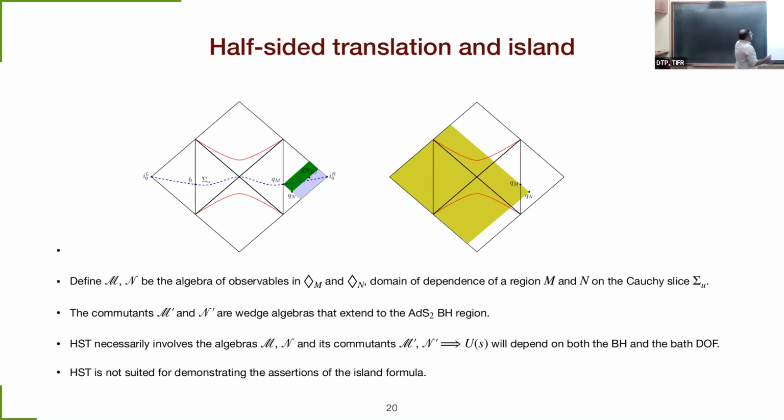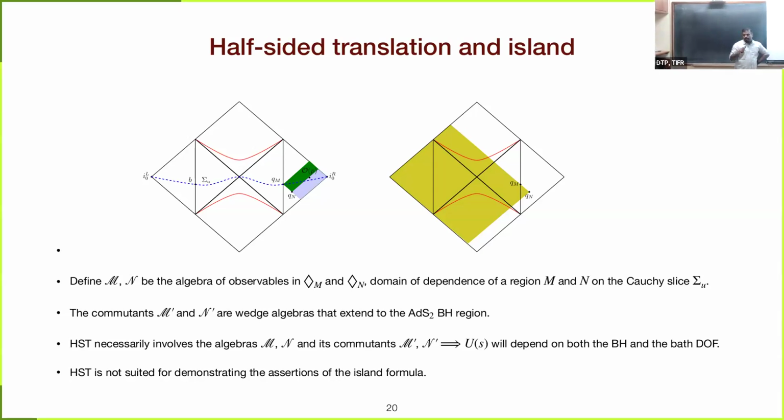Let's try to choose an operator algebra which is restricted to the path region. So you have an M, this full green region, the operator algebra which is completely restricted in the right path, and you have a subalgebra, the blue region, which is again completely restricted in the path. So now we can ask whether we can use this half circle translation idea to demonstrate the island paradigm.